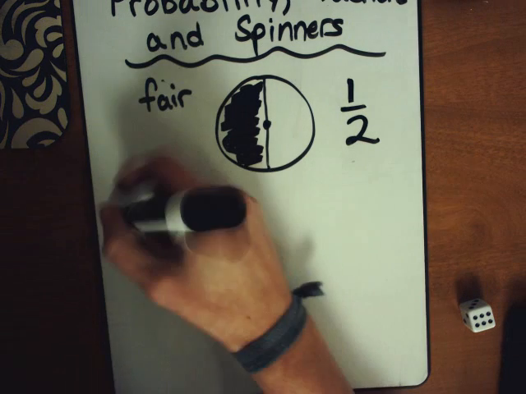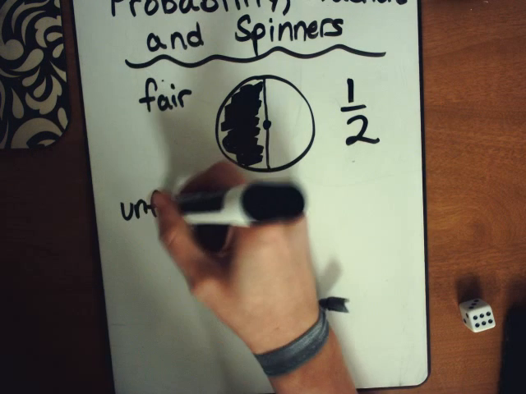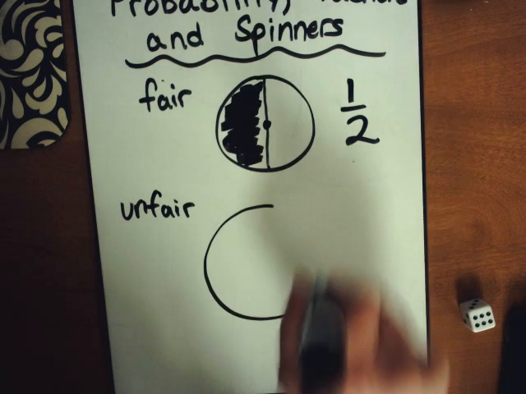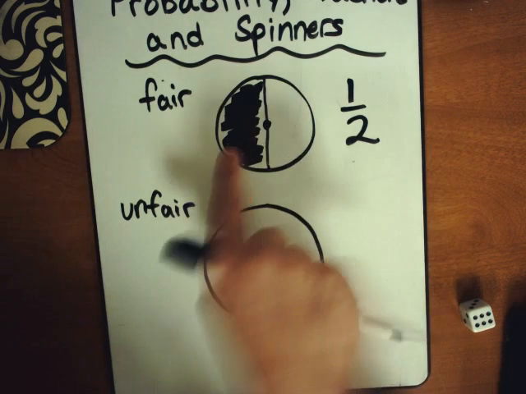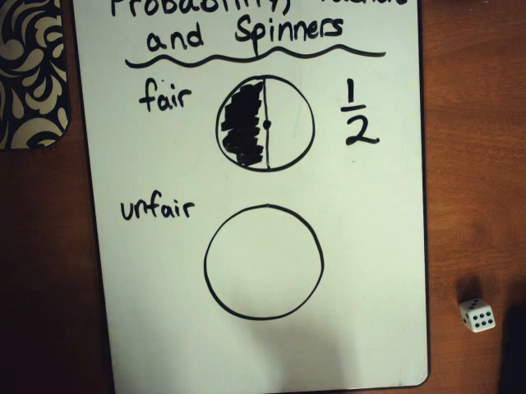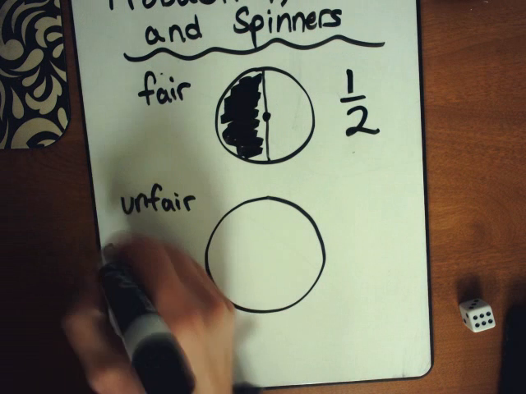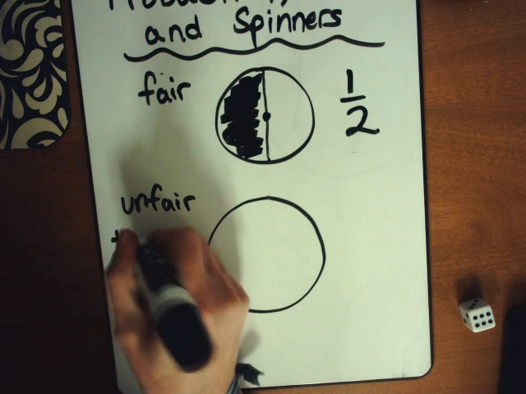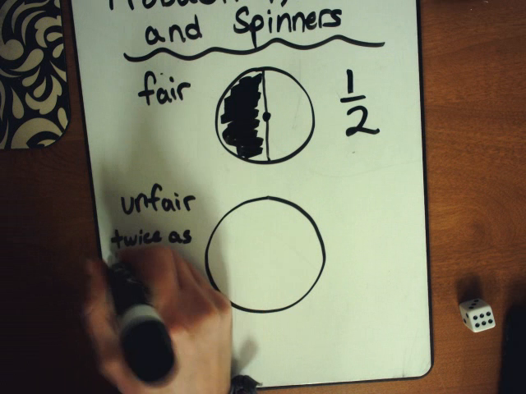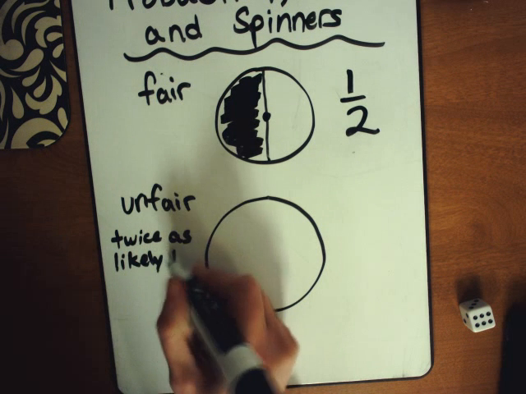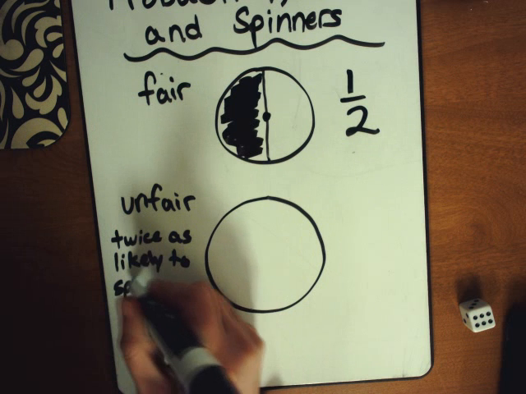So if we were to think about an unfair spinner, go ahead and do your best circle drawing. Our piece sizes wouldn't be equal, okay? So for this next one, I want it to be twice as likely to spin black.